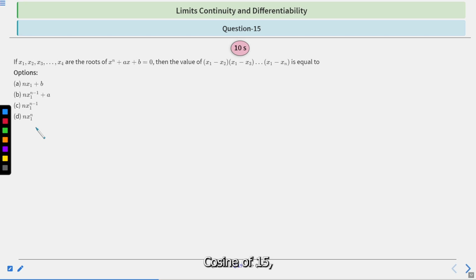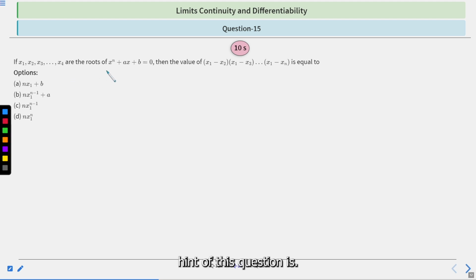Let's move to the next question, question number 15, which says if x1, x2, x3, ..., xn are roots of x to the power n plus ax plus b is equal to 0, then the value of (x1 minus x2) into (x1 minus x3) till (x1 minus xn) is equal to. So you have 10 seconds to solve this question. After 10 seconds, we will discuss the solution.